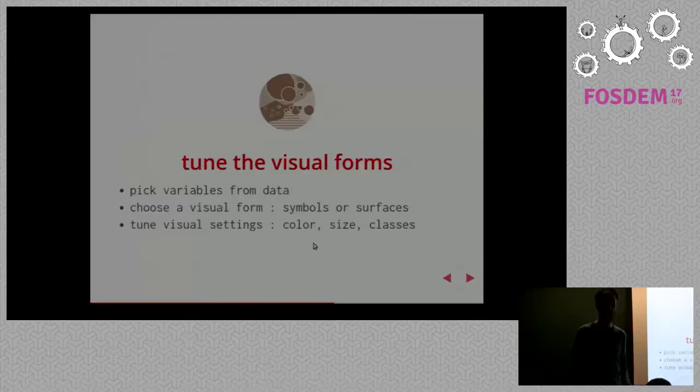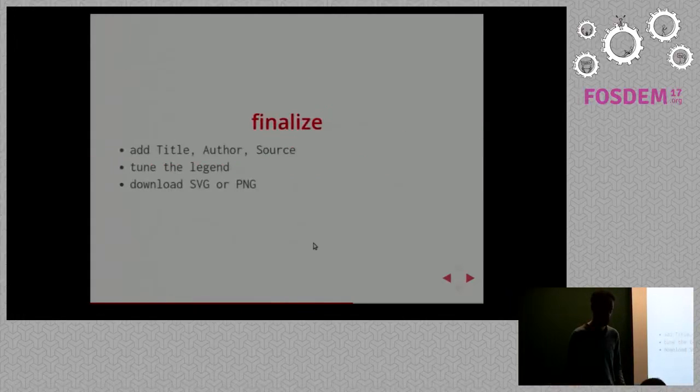And the last step is to tune the visual forms. So here, basically, the idea is first to pick a variable from the data. You can have many different columns in your CSV. You pick one, and then you say, well, what do I want to do with that? I want to add symbols on my map. I want to draw colors on areas. And then you can tune the colors, the size. You can define classes. You'll see how to map the variations into different classes using means and all kinds of statistical treatments. And then finally, you have your map, you add the title, you add an author, you add a source, you tune the legend, and here you are. You have your SVG, or your PNG.